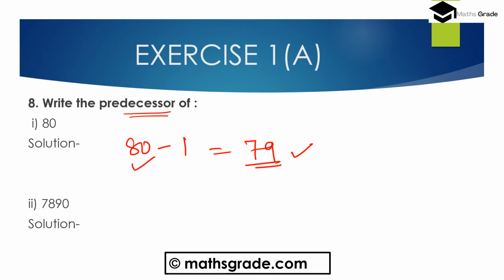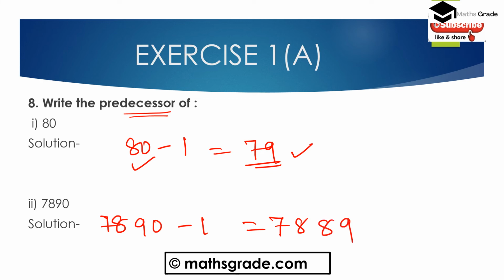Second bit, 7890. We have to find the predecessor of 7890. When we find the predecessor of any number, we have to subtract 1 from that number. So the predecessor of 7890, that is the previous number of 7890, will be 7890 minus 1, which is 7889, and 7889 is the predecessor of the number 7890.